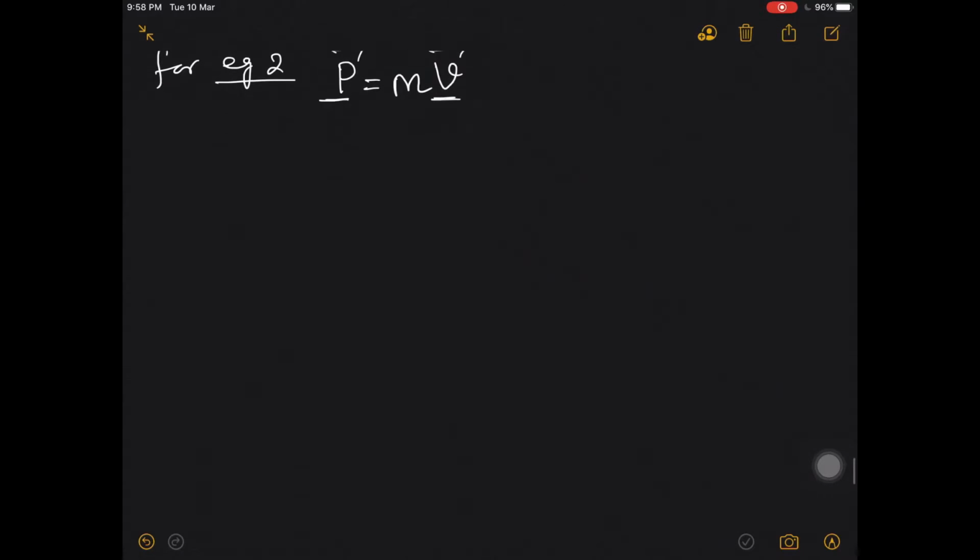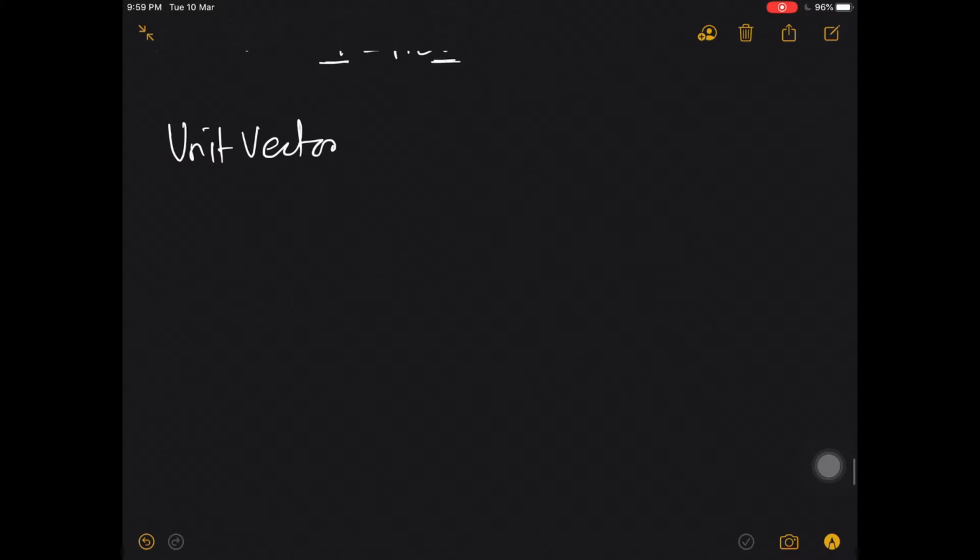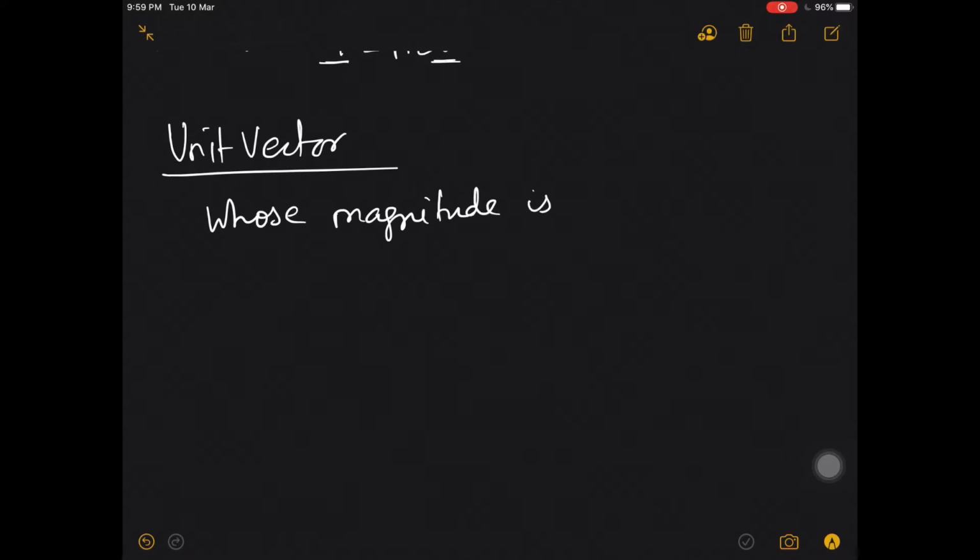Now let's go to the next topic, unit vector. A unit vector is a special kind of vector whose magnitude is unity, 1, just 1. So what is the use of this vector? It is there only to show you the direction. So let me write it. A unit vector indicates a direction.